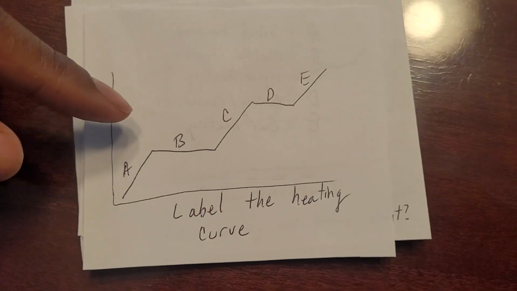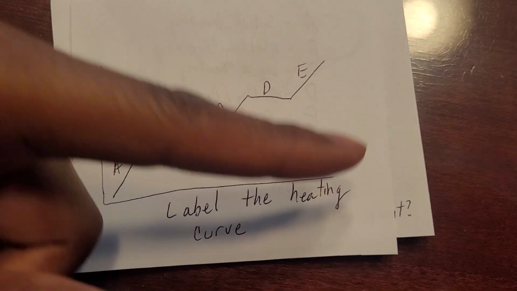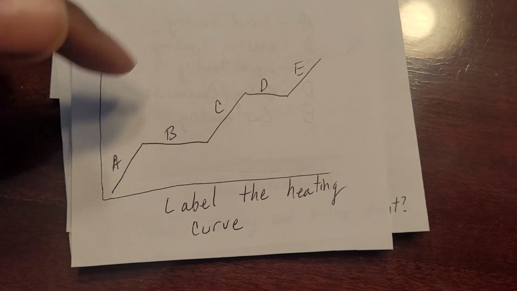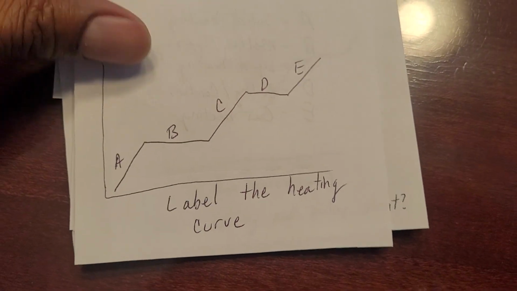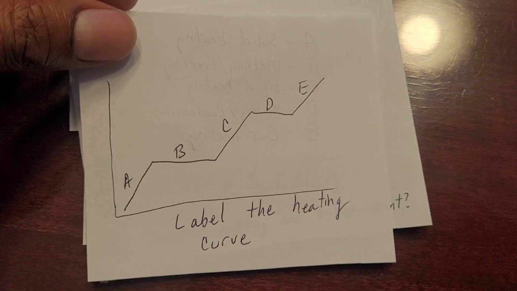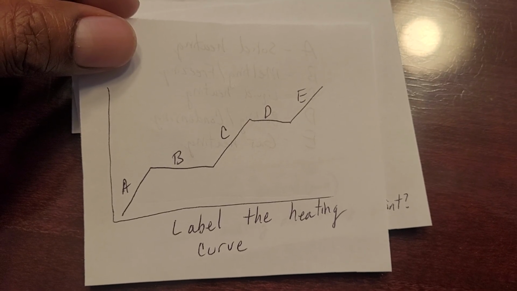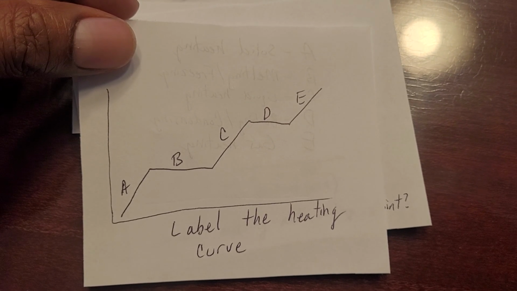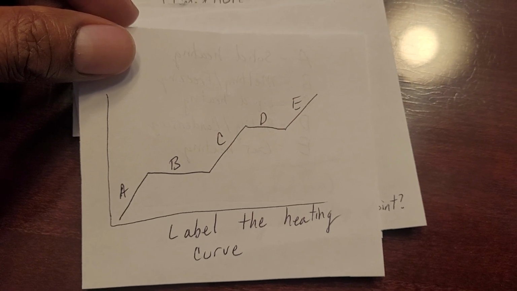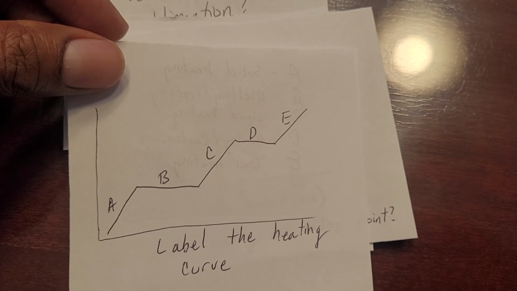All right, so here's an example of a question you can have for this upcoming heating curve quiz. We've got the axis there, and I just drew the heating curve that you can get from your notes. Then I put these letters here, and then I say label the heating curve. And so you would say in your mind, A is the solid heating up, B is melting, C is the liquid heating up, D is the boiling, and then E is that gas heating up.